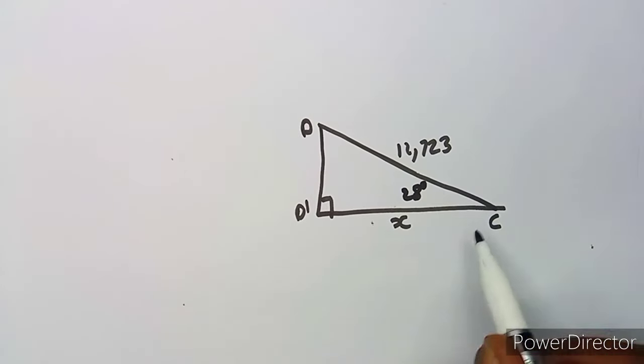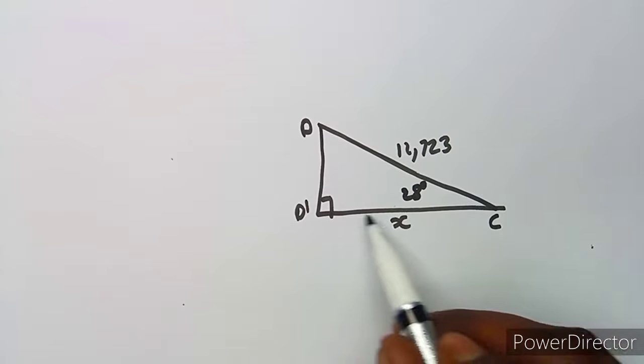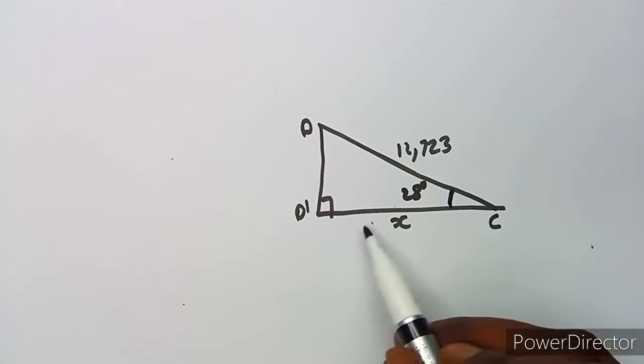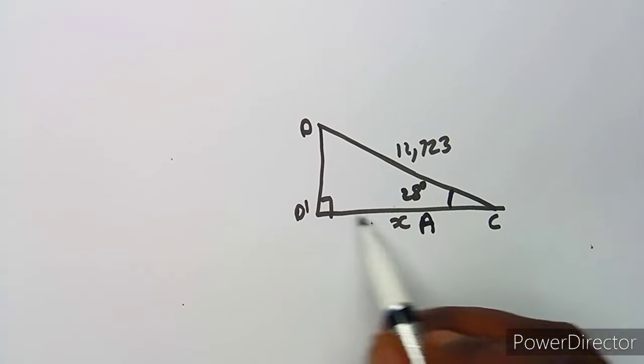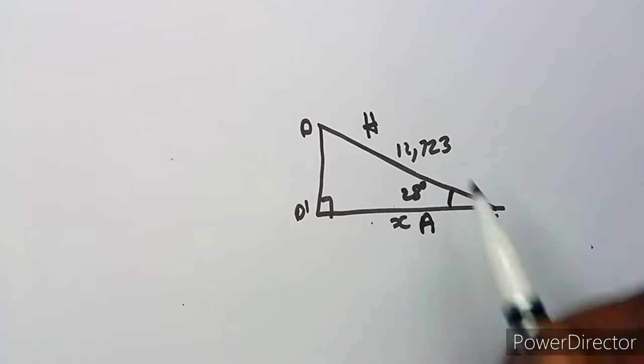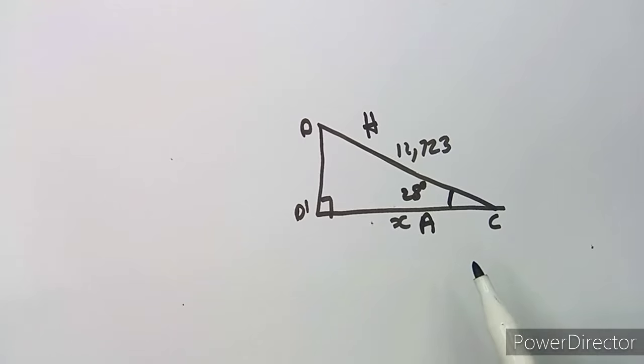So that means in this case, if this is 28 degrees, therefore to find X, which ratio am I going to use? Because I'm having this angle. So according to this angle, I want to calculate X, which is the adjacent. I have got the hypotenuse, so I can play around with cos.